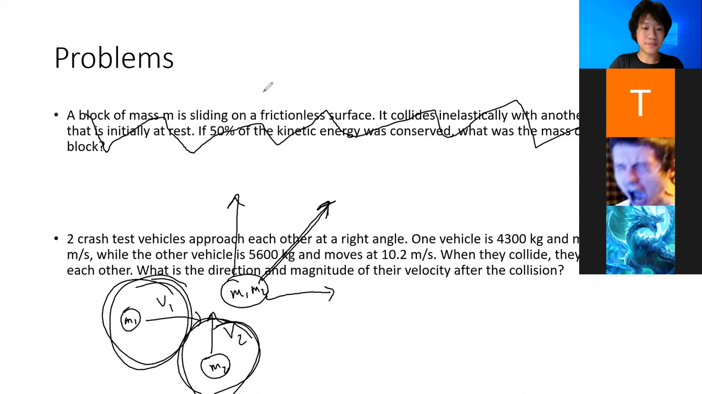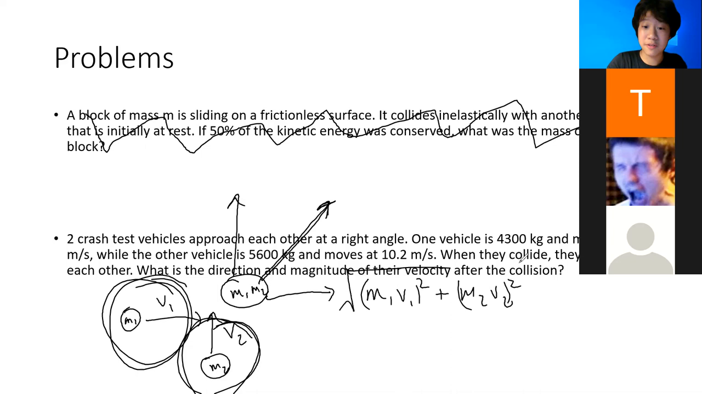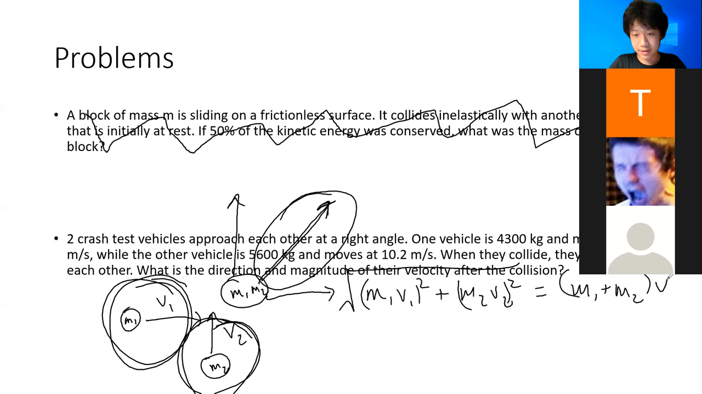So what we do is we take (M1 V1) squared plus (M2 V2) squared, and we take the square root of that. Because that's the Pythagorean theorem. That's how we add the vectors together. And this will equal the final momentum vector that the M1, M2 blob has. So this will equal M1 plus M2, because they're together now, times whatever velocity they have. All right? And if you were to solve this, you would get 6.74 meters a second.